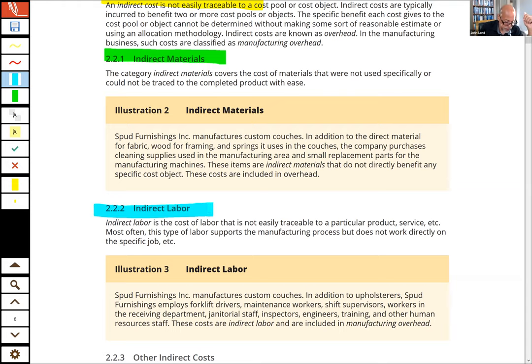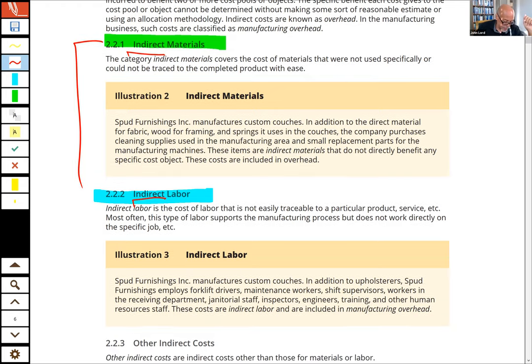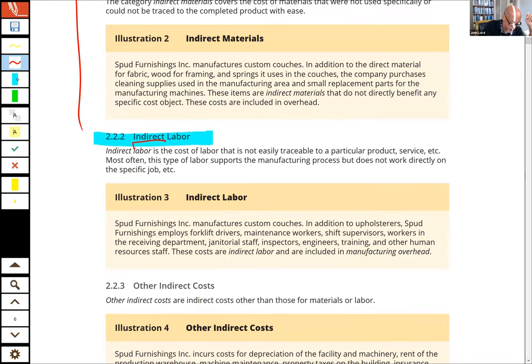Then indirect labor, what happens? You have a supervisor, and the supervisor runs from one sandwich maker to the next, and hey, a little less meat on that one. Hey, you left out the cheese on this one. Hey, you just used the wrong bread on that one. Well, you can't really keep track of how much time they spend on each sandwich, and so that would be considered an indirect cost because of the difficulty of tracing it. So we've got indirect material, indirect labor. Those are obviously indirect, they have the word indirect in front of them. And then we have other indirect costs.